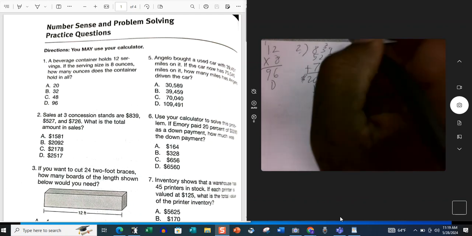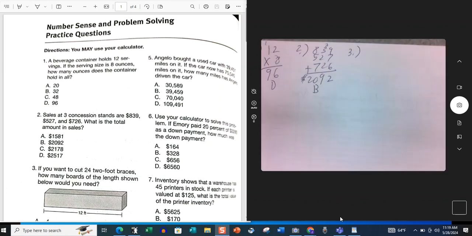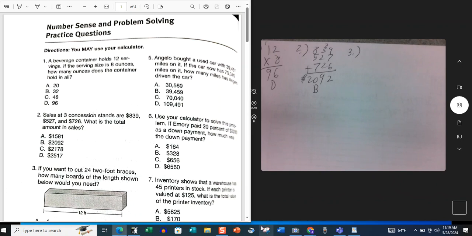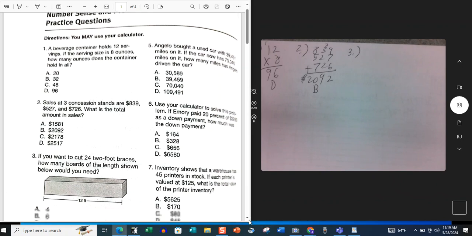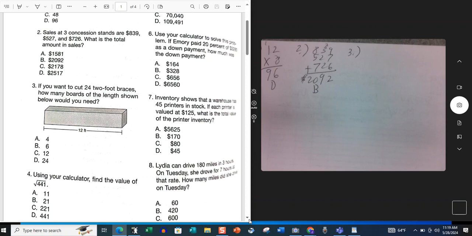All right, now we go to number 3. Number 3 states, if you want to cut 24 2-foot braces, how many boards of the length shown below would you need? Okay, so it says if you want to cut 24 2-foot braces, how many boards of the length shown would you need?